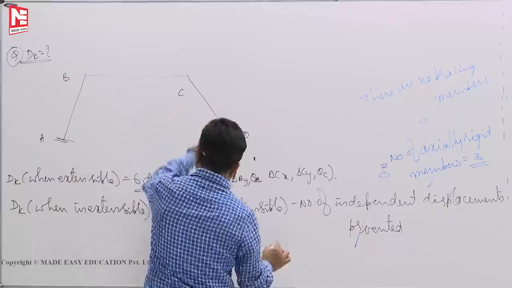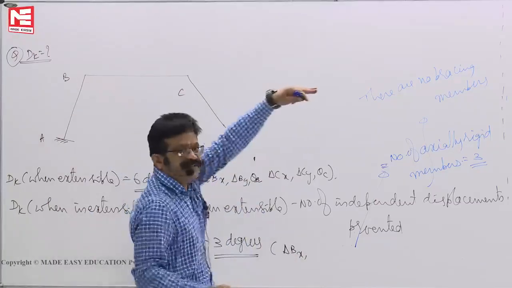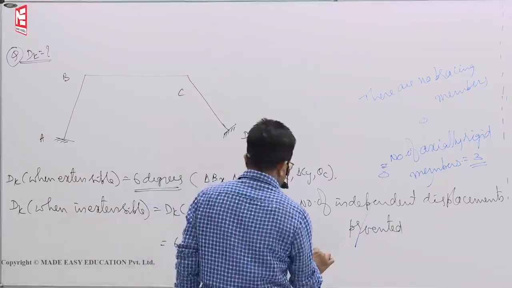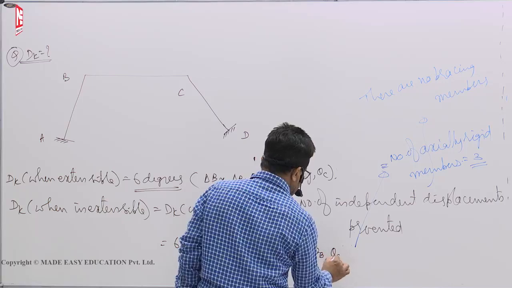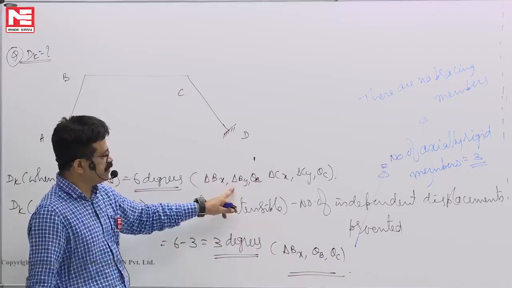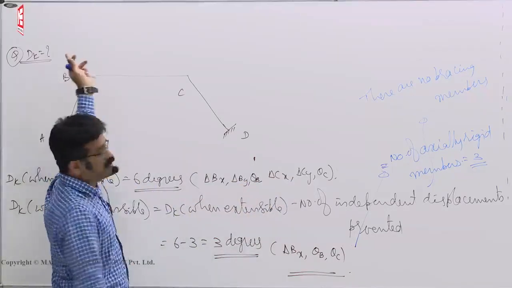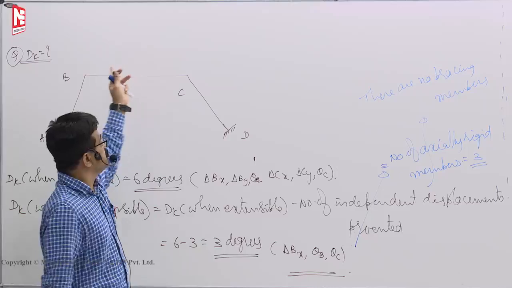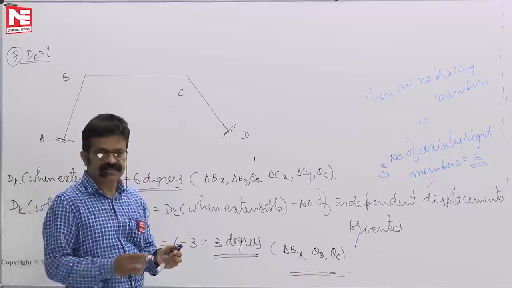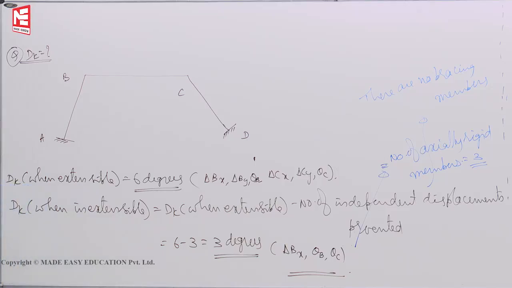What are they? It can sway. So delta Bx, only one sway, one floor level, one sway. Then theta B, then theta C. So only these three. Delta By, delta Cx, delta Cy, you can find from the trigonometric relationship between the three members. If I see what that relationship is, we can get the value like this.